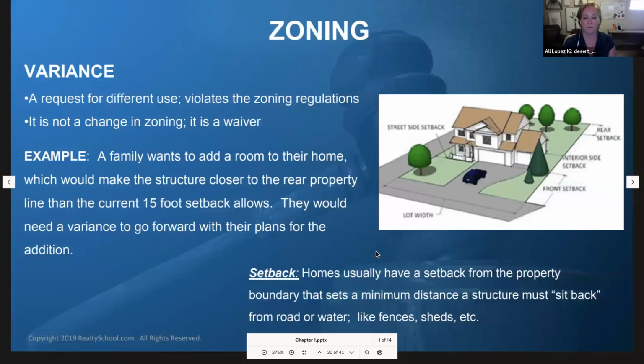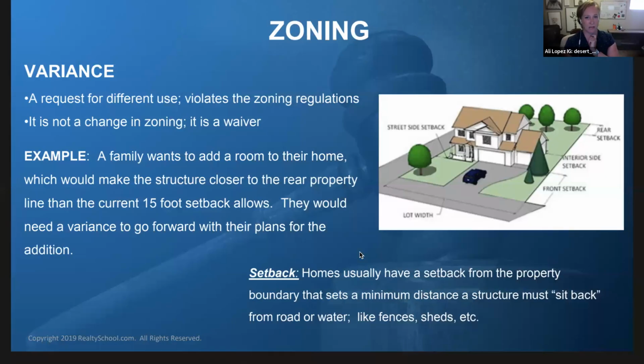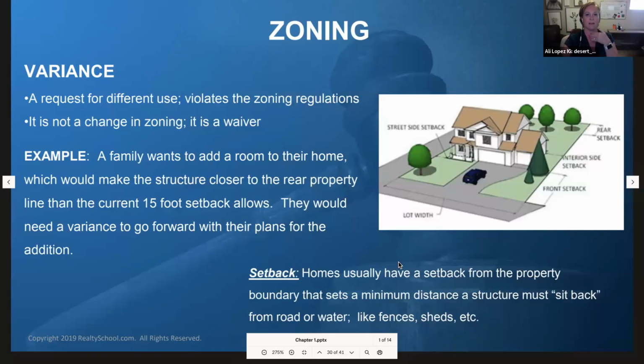What is a setback? Homes usually have a setback from the property boundary that sets a minimum distance a structure must sit back from road or water, like fences, sheds, etc. You probably will have a client interested in purchasing a pool or building a pool at a certain time in their ownership. They might be interested in adding a casita in their backyard or a tiny home or a shed. You can guide them and help them figure out how much of a setback they'll need between their property line and the building of their pool, the building of their casita, the building of their tiny home, their shed.